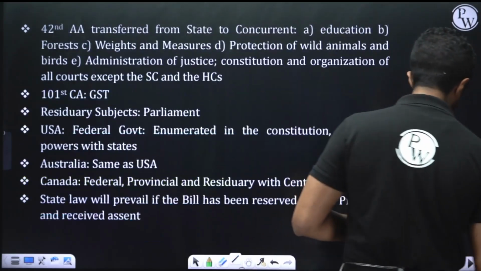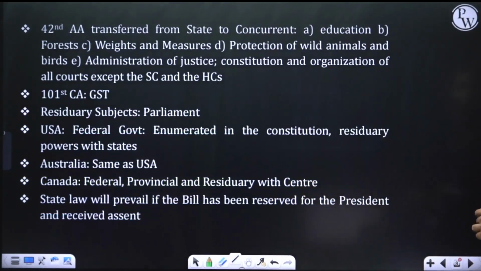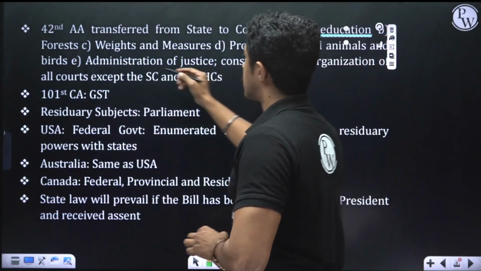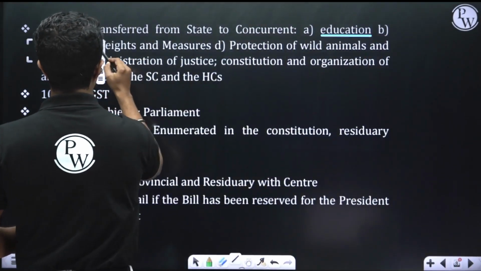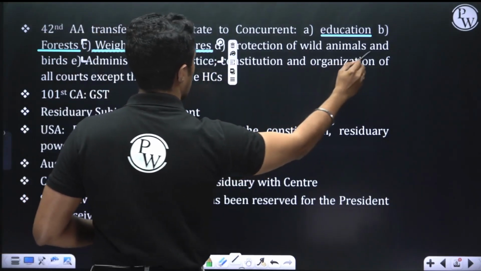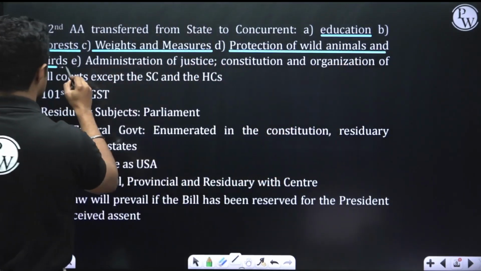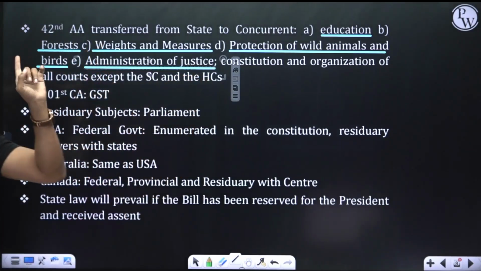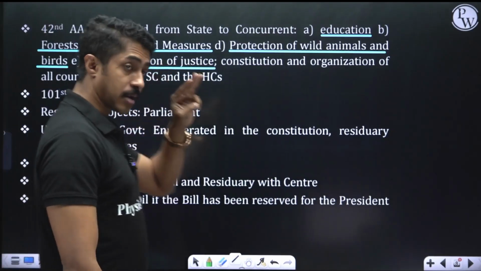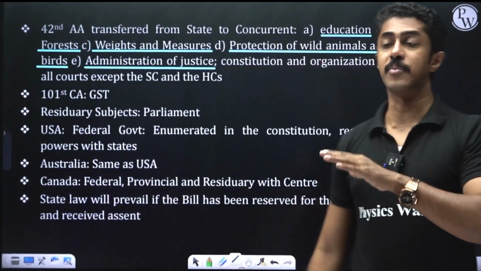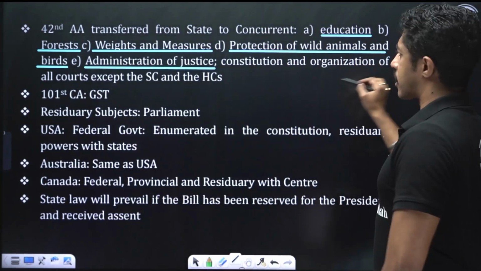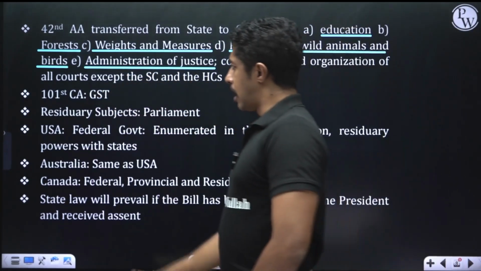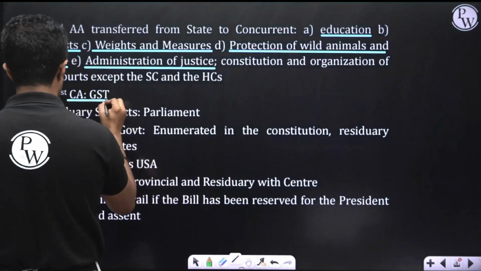Taking the discussion further forward, the 42nd Amendment Act transferred a few subjects from state to concurrent. What are they? Five topics: education, forests, weights and measures, protection of wild animals and birds, administration of justice, and the constitution and organization of all courts except the Supreme Court and the High Courts. The 101st Constitutional Amendment basically added GST.